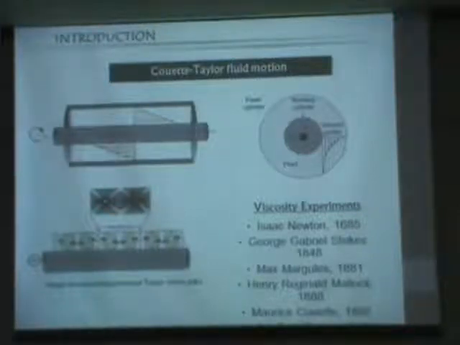So how does this fluid motion start? It starts with Isaac Newton, a long time ago. He proposed the first corollary about this movement between two concentric cylinders. After that, Stokes with Navier established the basic equations for hydrodynamic conditions. But it was Max Margules, Mallock, and Maurice Couette who formulated this motion with viscosity experiments. They tried to measure the viscosity of different fluids.